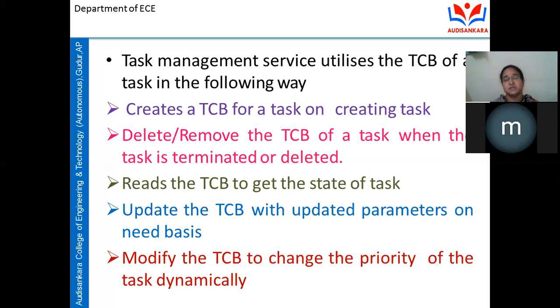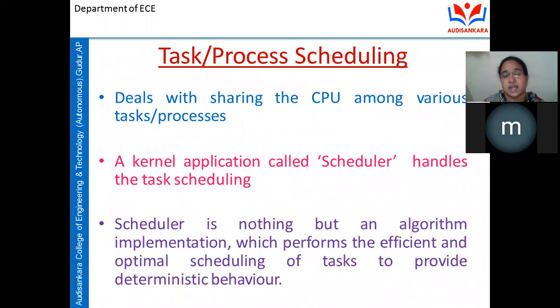So this task management service uses the TCB of a task in the following way. It creates the task control block for a task on creating the task, and deletes the task control block after the execution of the task is completed. It reads the task control block to get the status of the task, and updates the task control block with the updated parameters on a need basis. So it needs to modify the task control block content depending upon how the state of the task varies. Yes or no? So these are all the services handled by task management. And task scheduling: well, because it is a real-time operating system, everything is predefined.